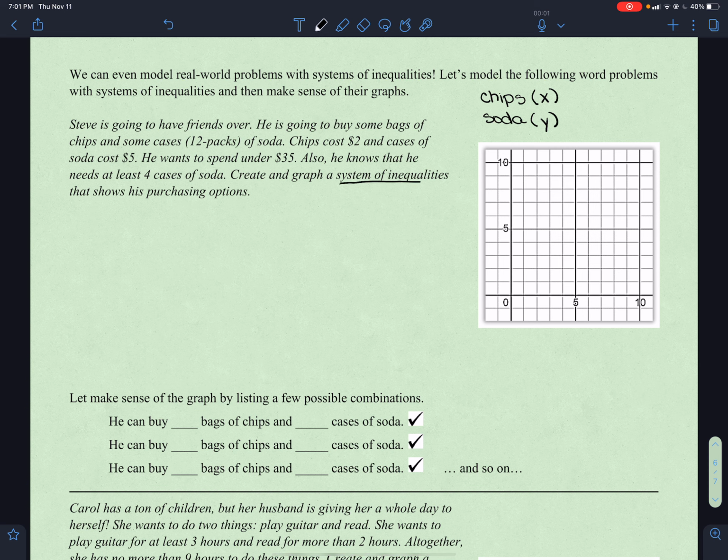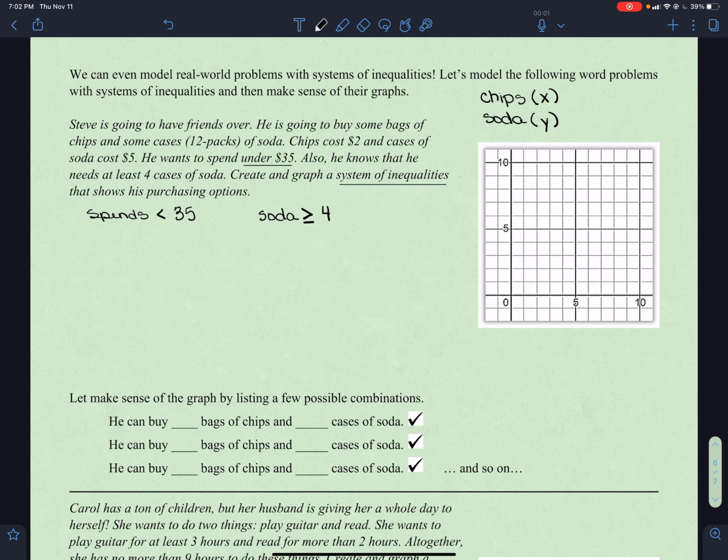Okay, a system of inequalities. That means there's going to be 2 equations and something has to tell us that it's greater than or less than. So let's see, he wants to spend under $35. So that means whatever he spends, the amount that he spends will be less than $35. Okay. He also knows that he needs at least 4 cases of soda. So when he's talking about soda, he's got to have 4 cases at least. So the soda has to be greater than or equal to 4.